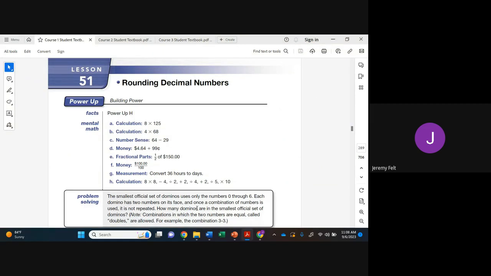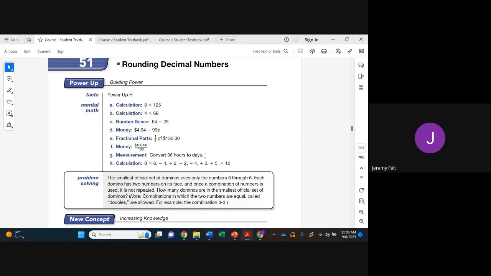So, lesson 51, we're rounding decimal numbers. Just like rounding any numbers, we look at whatever place value we're trying to round to, and then the value directly to the right, and that'll tell us whether we round up or round down. Again, if it's 5, 6, 7, 8, 9, we round up. If it's 4, 3, 2, 1, or 0, then we round down.